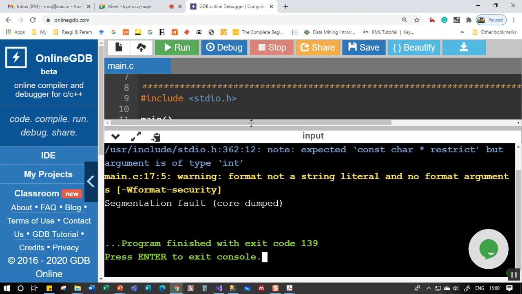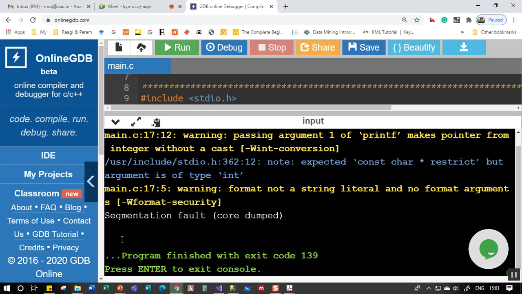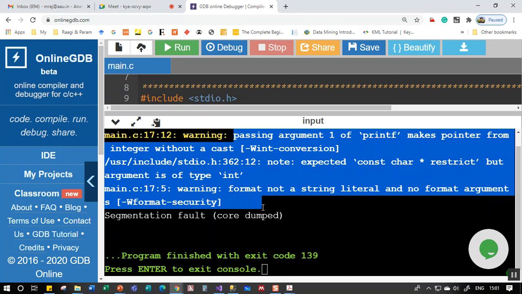what does it give as an output? It is showing some very typical message. See here, whenever you get an error, try to understand each and every line or word of your error.